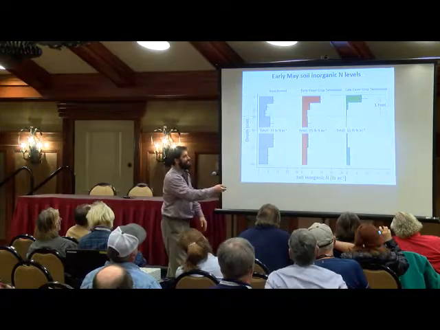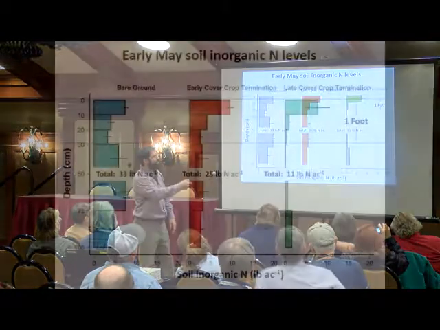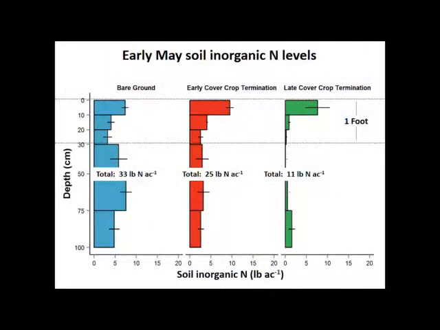So obviously, if you kill it early, you don't scavenge as much nitrogen as if you kill it late. The later you kill it, the bigger the rye grows, the more nitrogen it pulls out of that soil profile. This is something you already know. So I'm just kind of confirming this, right? You let rye grow longer, it uses nitrogen in the soil.